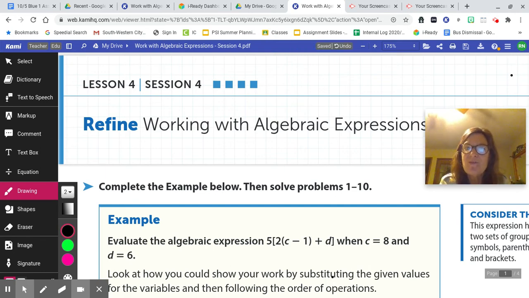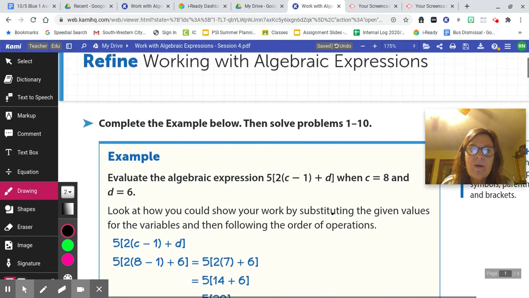This is lesson 4, session 4. Grab your book, open your book up to page 81. Make sure you have your pencil and your book ready to go. And we are going to continue working with algebraic expressions. So we're going to do a little practice.